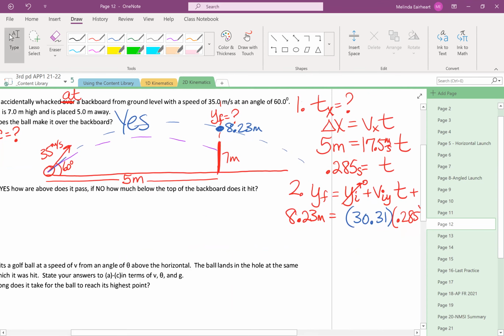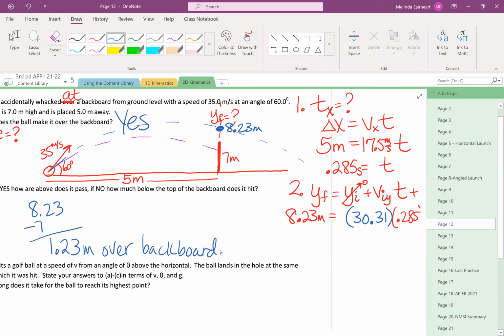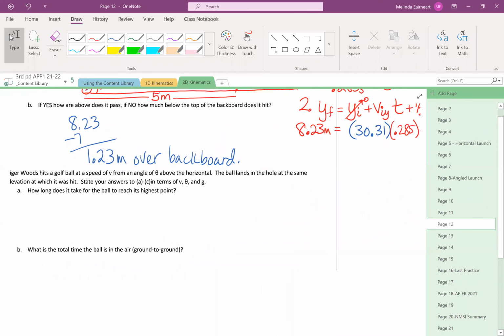If your answer is yes, how far above the backboard does it pass? So we just subtract out the 7. 8.23 minus the 7, it passes 1.23 meters over the backboard. Good deal. So anytime there's a yes or no, which by the way, those are rare, we typically don't have true/false or yes/no. There are multiple choice types, but it's about the justification, the work leading up to that answer.